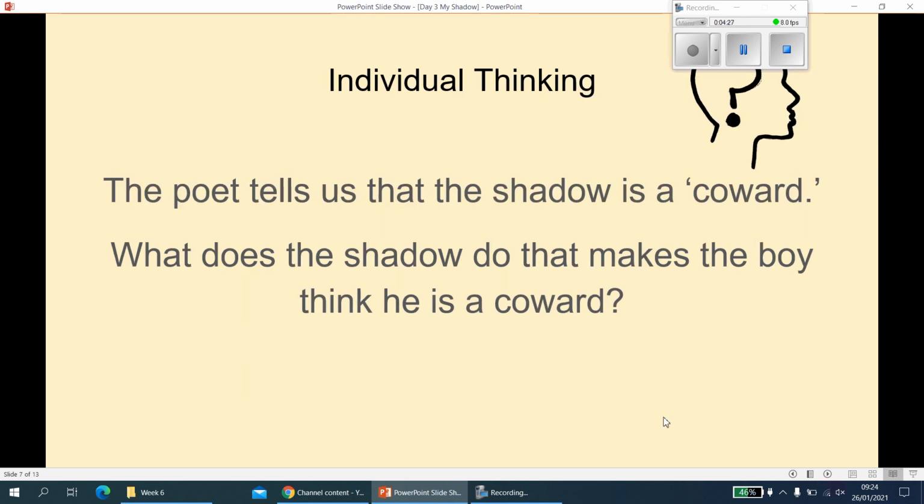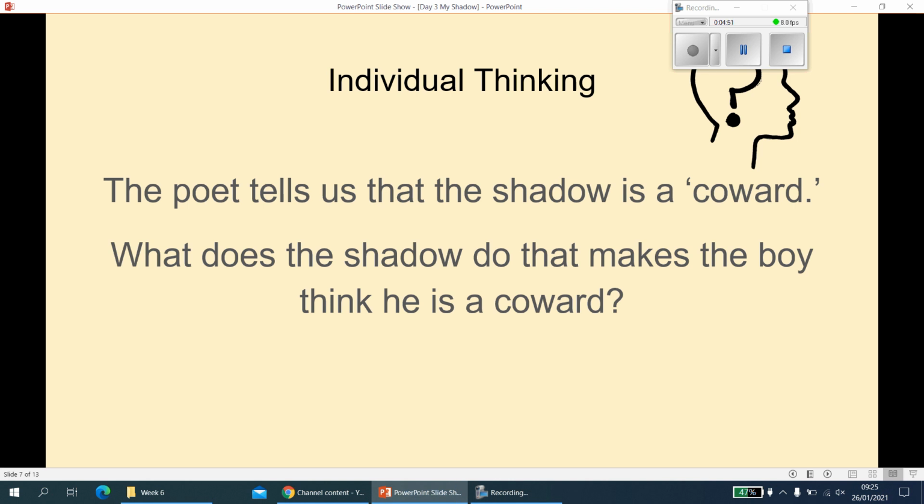Next question, so it says, the poet tells us that the shadow is a coward. What does the shadow do that makes the boy think he is a coward? I know that the key word here is coward, and it's in quotation marks, which means it says it somewhere in the text. Can you find coward and underline it for me, please? Pause me whilst you do this.